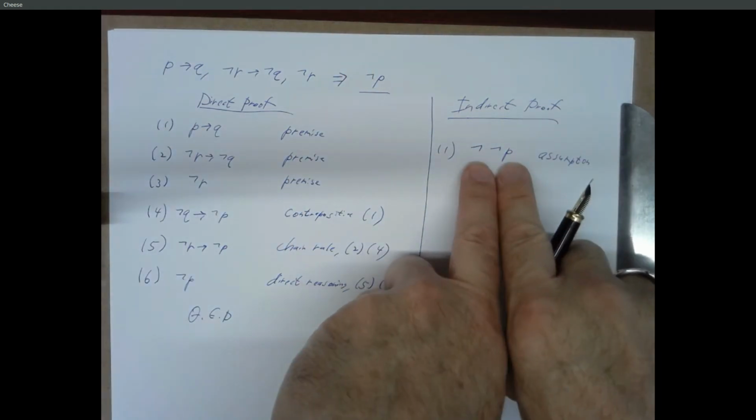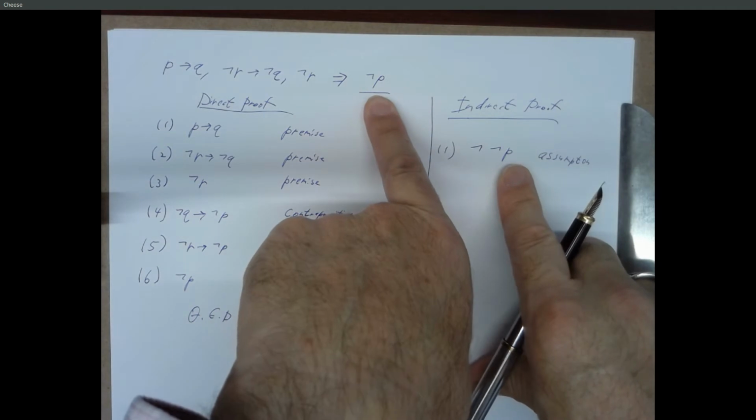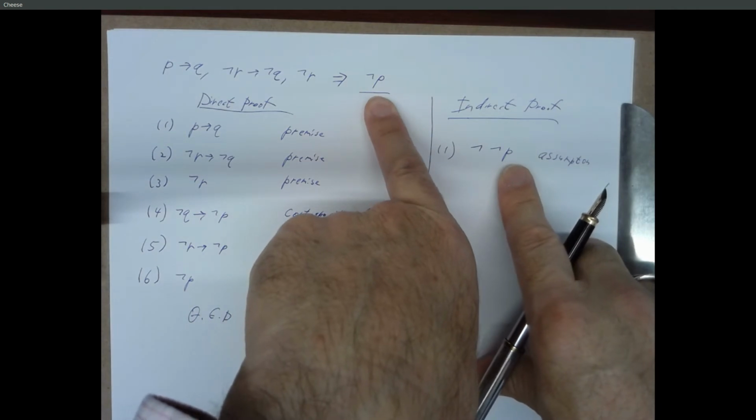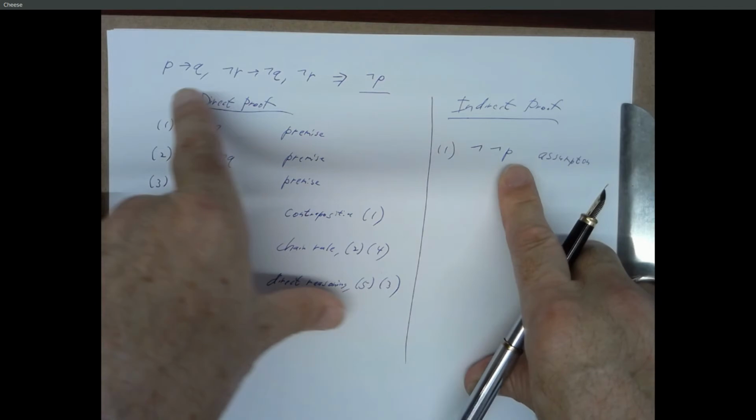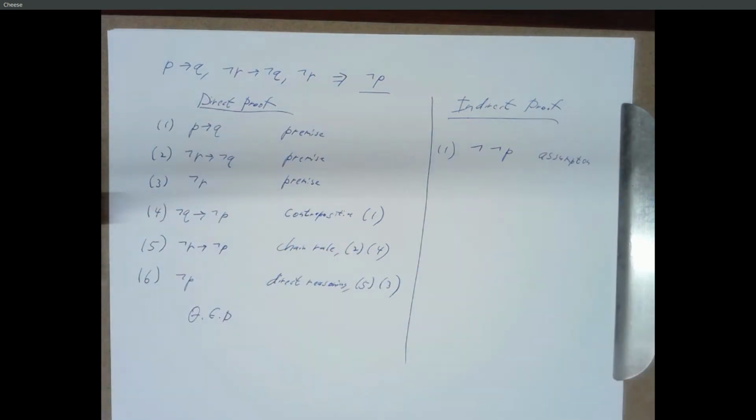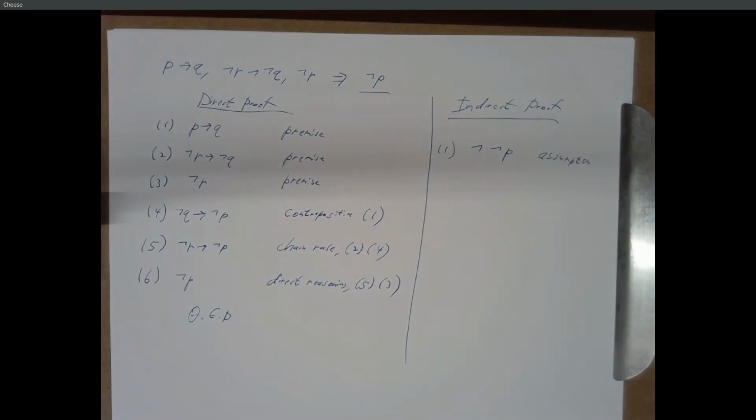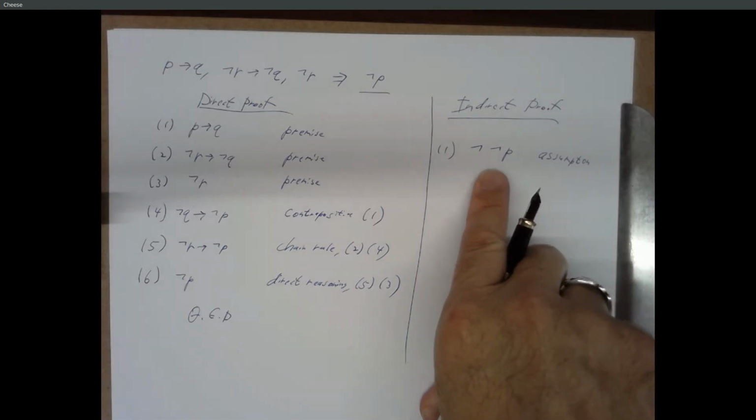So basically I'm going to start by negating the thing I'm trying to show, and I'm going to argue till I get to a contradiction. Something that contradicts what I was originally given, or some rule of logic. If I can show that false equals true by assuming this, then I'll have to conclude not P must be true.